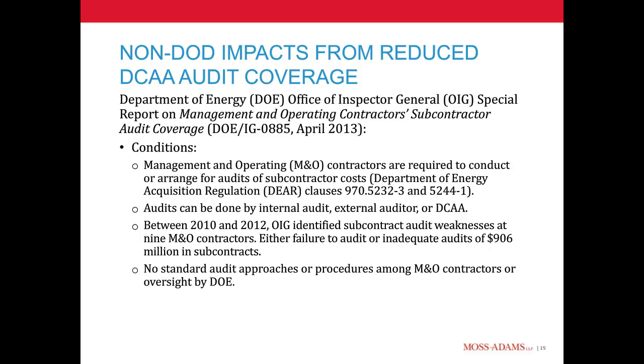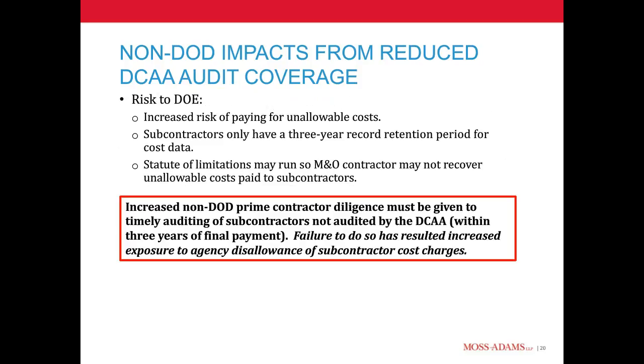In addition, they found that there was no standard audit approach amongst the contractors, nor was there consistent oversight by the Department of Energy. So the IG determined the risk to the Department of Energy was mainly paying for unallowable costs that an audit would have found that were unallowable pursuant to FAR.